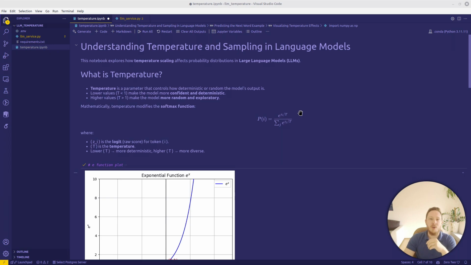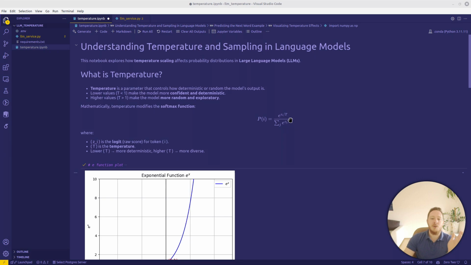To understand how temperature works, we need to first understand the softmax function and what it does. You have to think about it like the LLM or the transformer model computes the logits. You can think of logits like raw probability scores the LLM outputs to predict the next token. And the softmax function scales the logits, so we have a probability distribution between 0 and 1 for all the possible tokens that the model can predict.